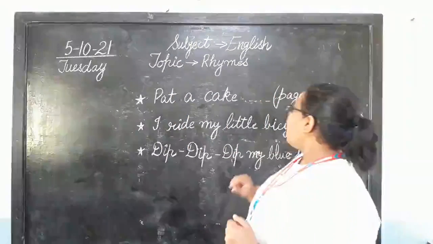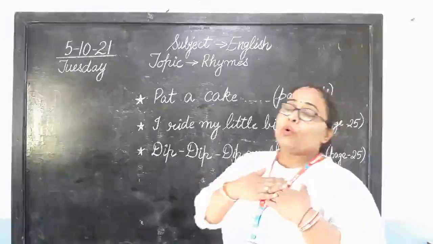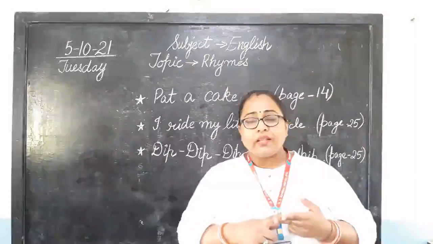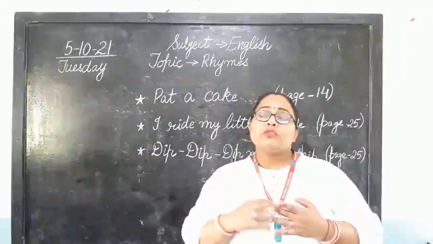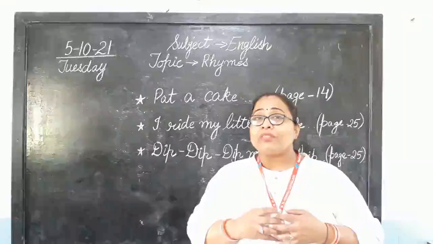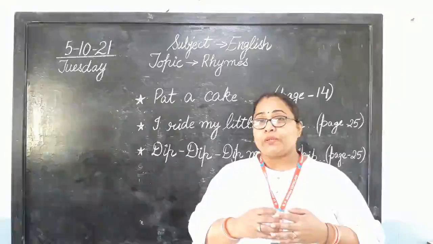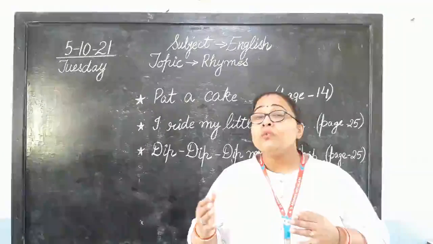Then we have, I ride a little bicycle. I know you all must be having a tricycle or a bicycle. Cycle hai na sabke paas? Either it's a tricycle or a bicycle. So today we are going to have a rhyme on that also. And one more rhyme about a ship. So where does a ship move? It moves in the water.